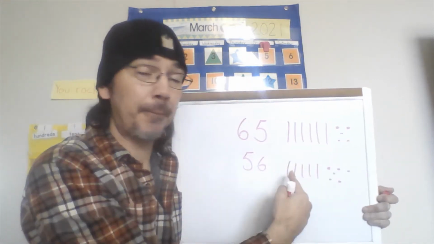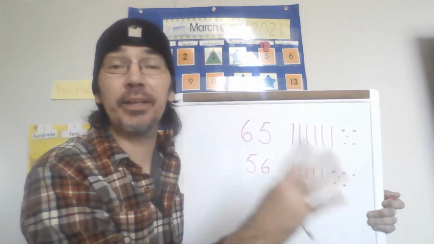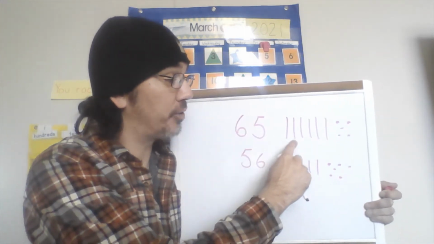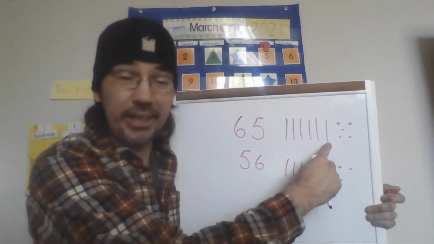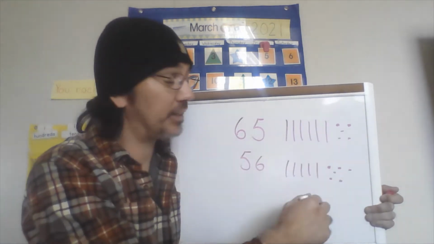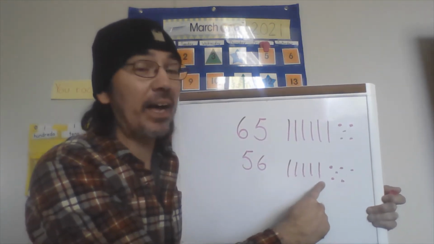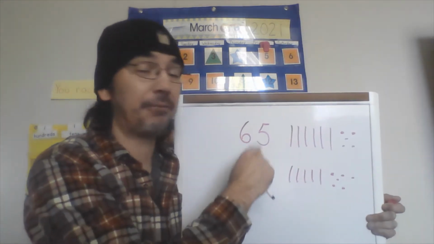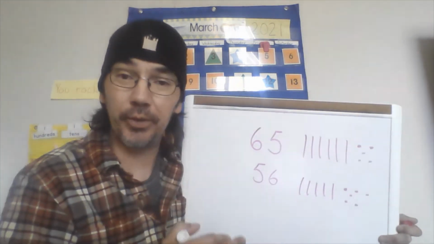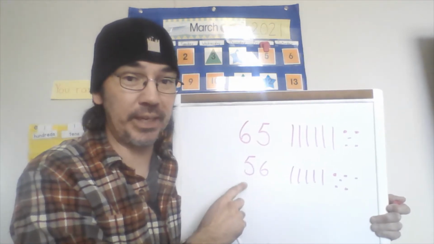Now, if you used the pictures, you'll find the same thing. Start with the tens. 1, 2, 3, 4, 5, 6. 65 has 6 tens versus 1, 2, 3, 4, 5 tens for 56. So 65 is greater. Always start with the tens.